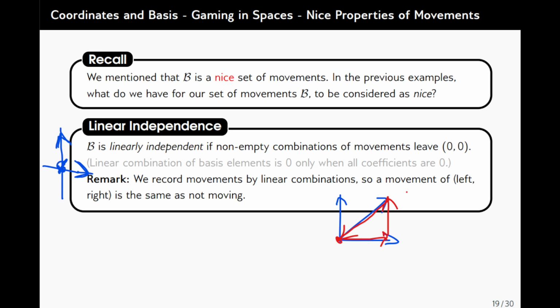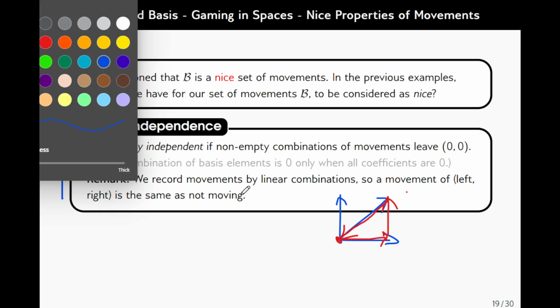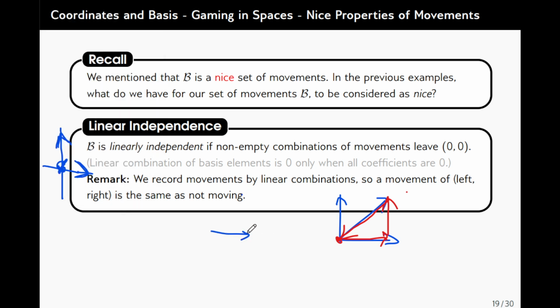By leave, I don't mean that if you go right and then go up and then go left and then go down, because if you write this down, it's E1 plus E2 minus E1 minus E2, right? E1 plus E2 minus E1 minus E2 equals 0 already, so that's okay.